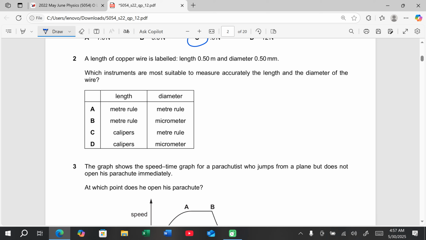Length of copper wire is labeled 0.5 meters and diameter 0.5 millimeters. Which instruments are more suitable to measure accurately the length and the diameter of the wire? The length is 0.5, so that can be measured by a meter rule, so C and D are wrong. And the diameter is 0.5, so that can be measured by a micrometer, so that's B.